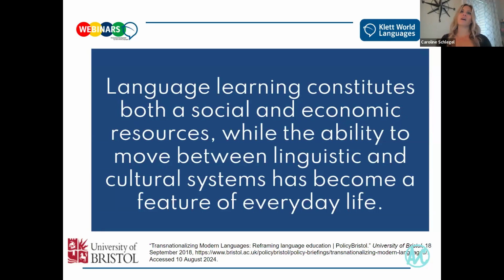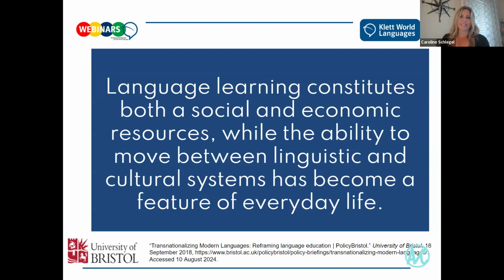It says, language learning constitutes both a social and economic resource, while the ability to move between linguistic and cultural systems has become a feature of everyday life. I think this research was done to address language learning, and it's often seen as an acquisition, as a set of skills. It's seen as something isolated, that can be done without reference to the cultures that speak that language.